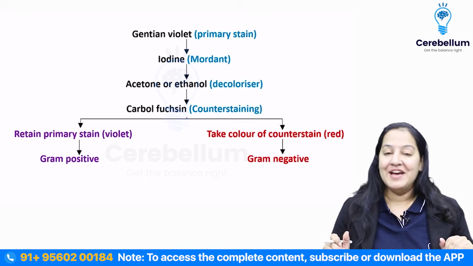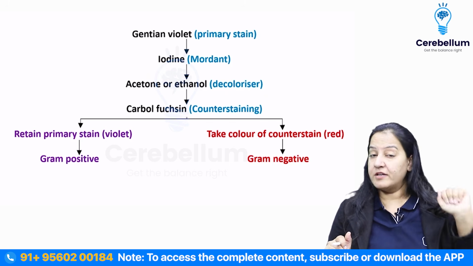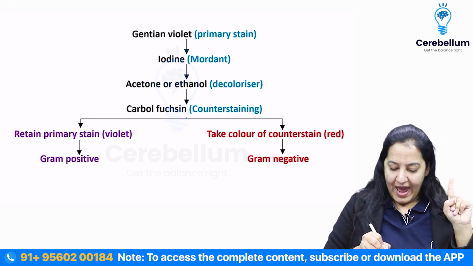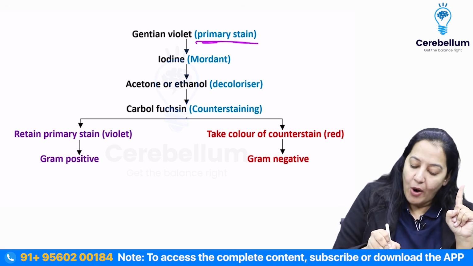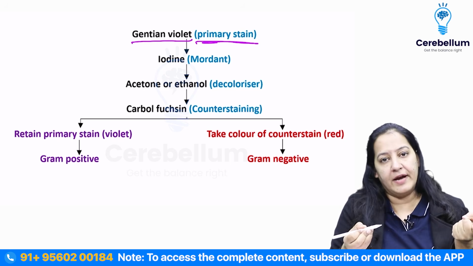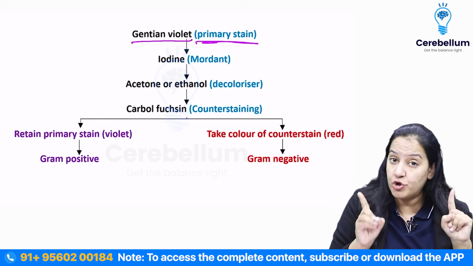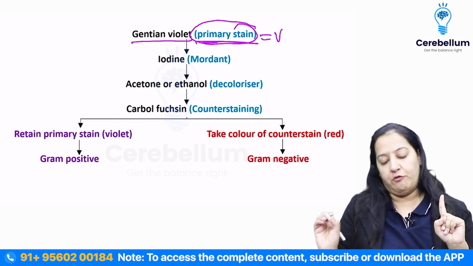That is the introduction. Now can you tell me the steps? There are 4 steps. 1, 2, 3, 4. What are the 4 steps? First you have to add the primary stain, which is a violet stain. Any violet stain: the gentian violet, crystal violet, any violet, but it should be a violet stain. That is the primary stain.